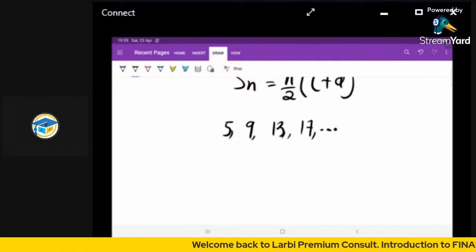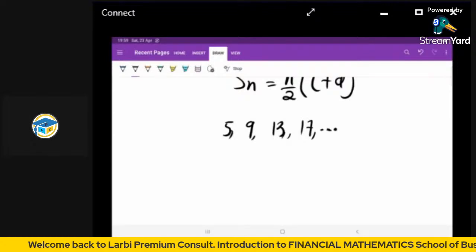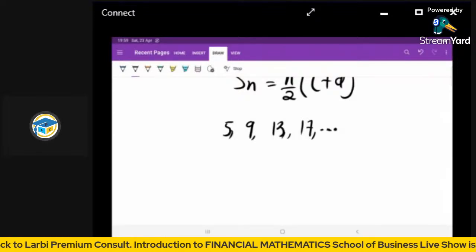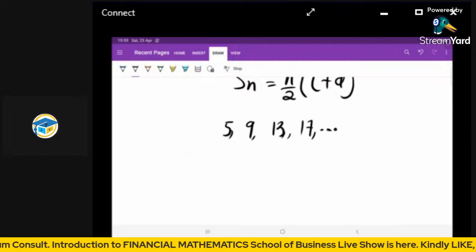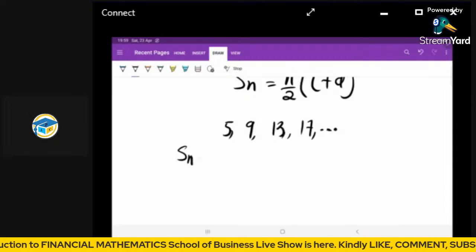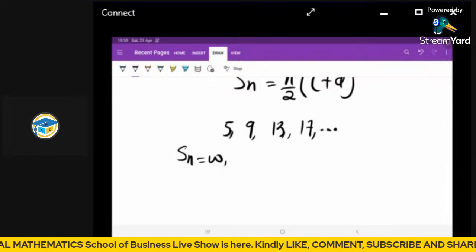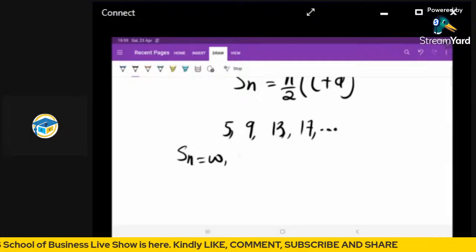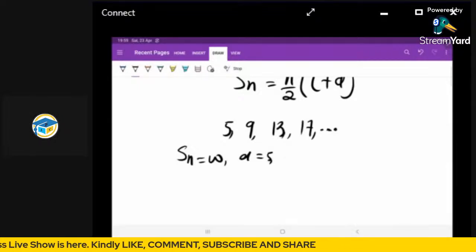You're asked to find the sum of the 10th term of this progression. How do you go about that? To do that, we know the sum is represented as Sn, where n is 10. So here our n is 10, and our a is 5. Is that okay?